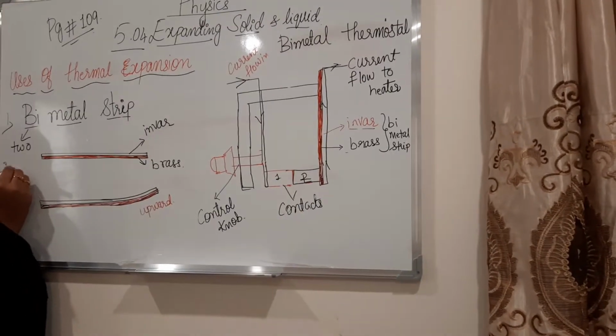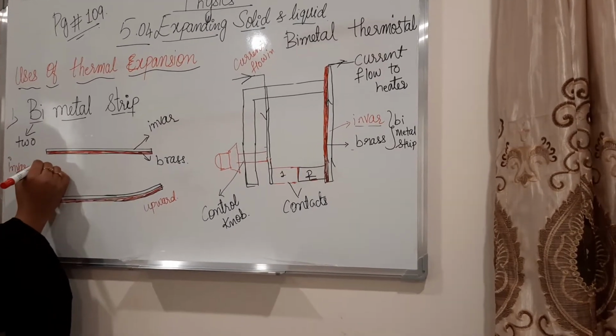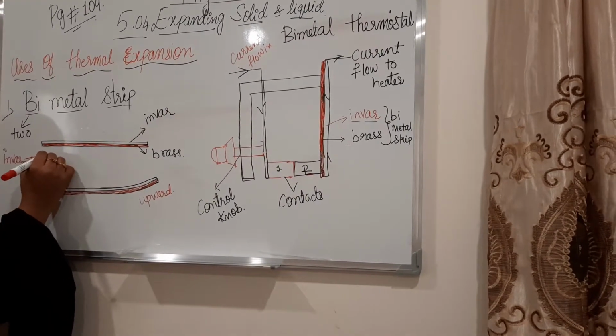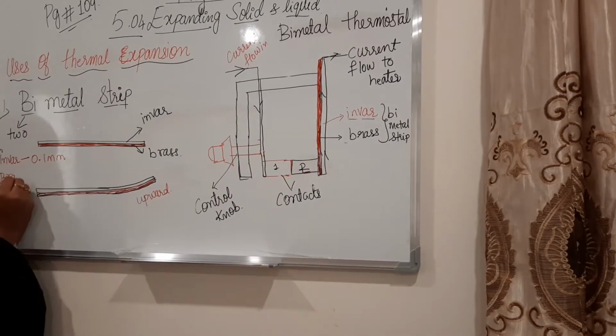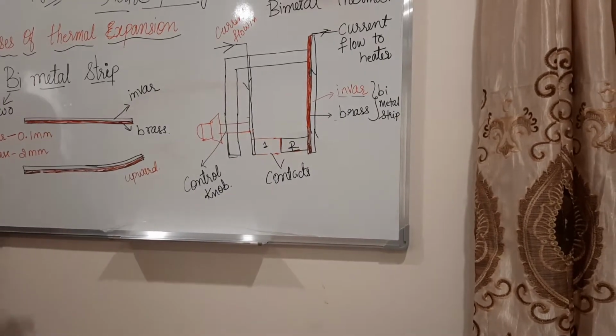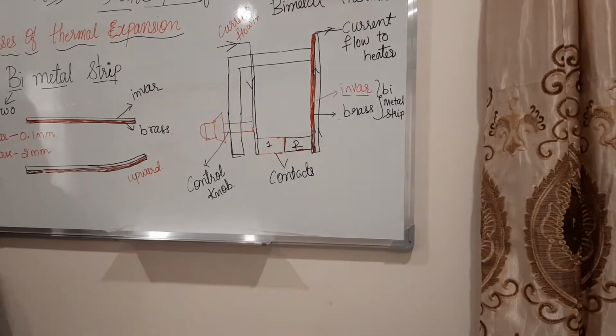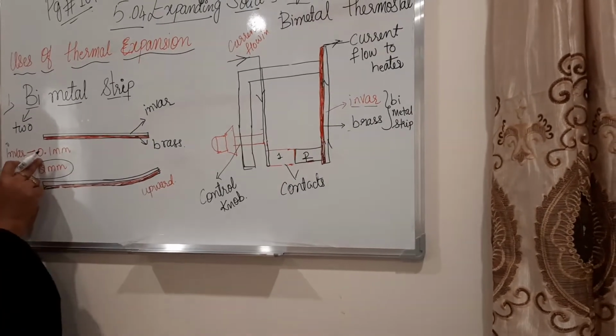For the same rise in temperature, like 1 degree Celsius, invar expands by 0.1 millimeter, whereas brass expands by 2 millimeters. So from this value we can say brass expands more than invar.